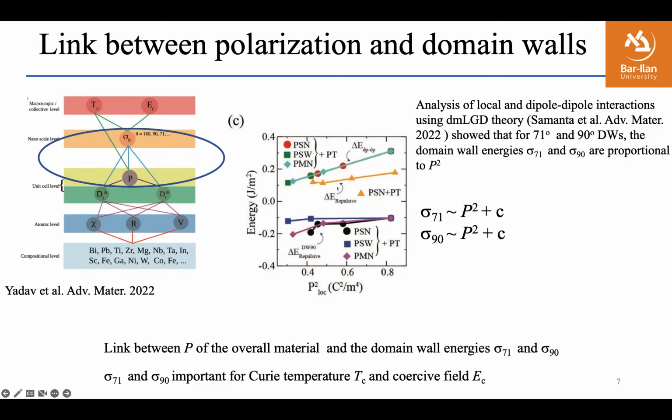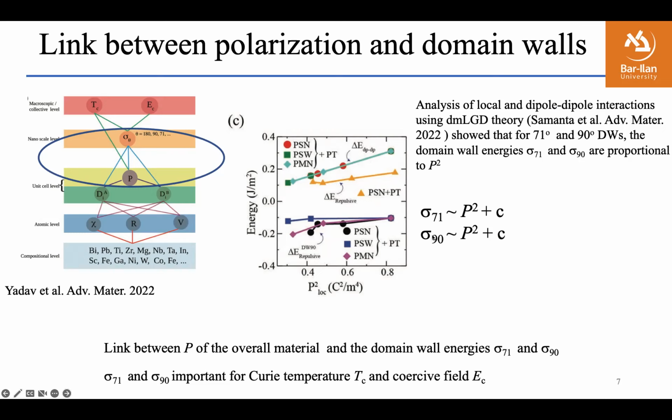And the second one is the repulsive energy, which has a P squared component, and also, in this region of polarization, a flat constant level. So we can say that in this region of polarization, sigma 71 is P squared plus some small constant. The same thing for sigma 90.